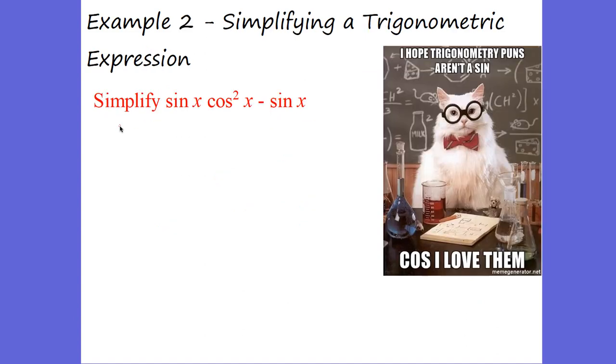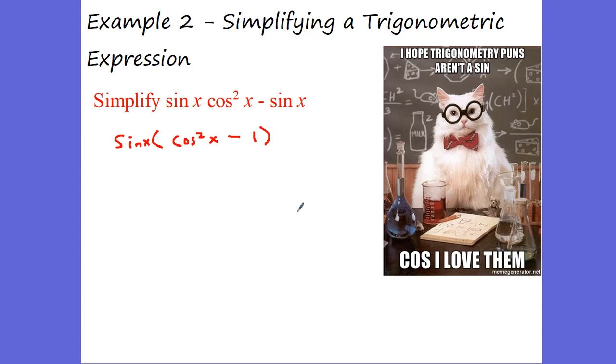Example 2 is we're going to simplify a trigonometric expression. So we're just going to try to make this simplified. And so what's a way to make this simplified? Well, we have sine of x times cosine squared of x minus sine of x. What's the easiest thing to do is let's factor out a sine of x. So when we factor out a sine of x out of this first value, we're left with cosine squared of x, then we have minus 1, don't we?